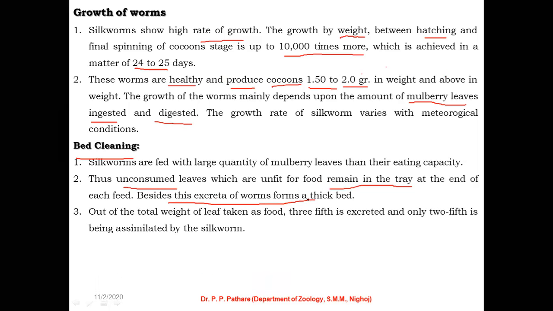Out of the total weight of leaf taken as food, 350, you can imagine, is excreta, and only 250 is assimilated by the silkworm larva. So you can easily understand the amount of mulberry leaves consumed by the mulberry silkworm larva, and the wastage by the larva also.